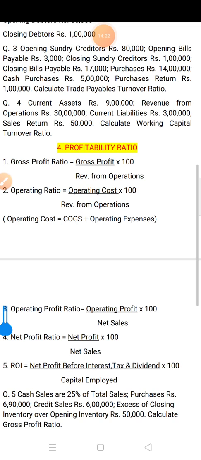So here current asset is given, revenue from operation is given, sales return is also given. You can find out the net sale, and current asset and current liability is given. You can find out the working capital. Now working capital turnover ratio will come in times. So let us start.